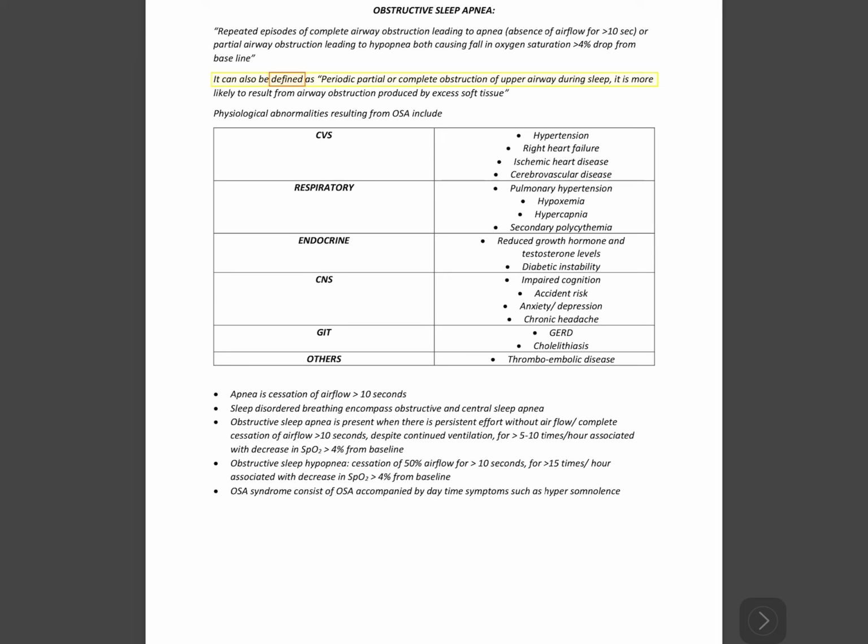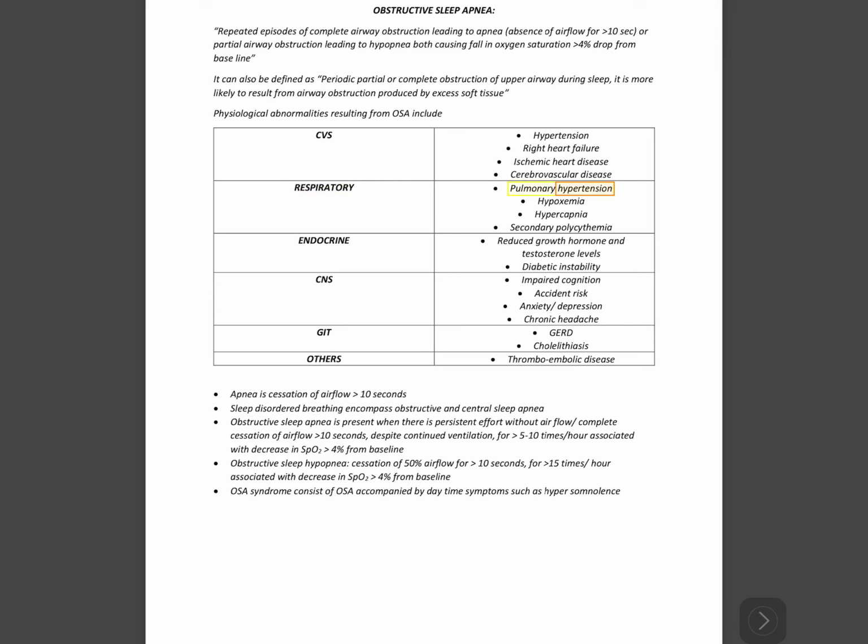It can also be defined as periodic partial or complete obstruction of the upper airway during sleep. It is more likely to result from airway obstruction produced by excess soft tissue. Physiological abnormalities resulting from OSA include CVS: hypertension, right heart failure, ischemic heart disease, cerebrovascular disease.